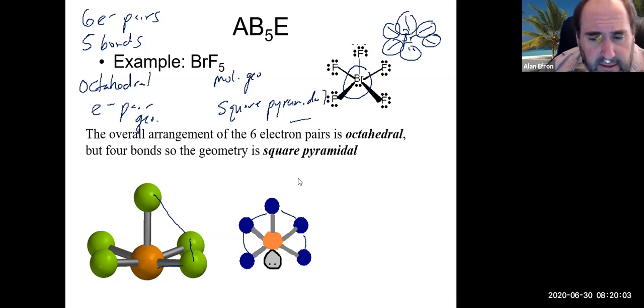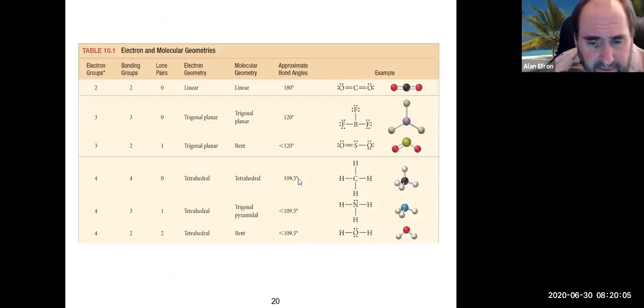Any questions on molecular geometry? Here's a table. It's not from your book, but I think you have a similar one. Again, here it goes through the different geometries that we talked about. And again, the electron geometry or electron pair geometry, the molecular geometry. Here's the bond angles, and here's some examples of those guys.